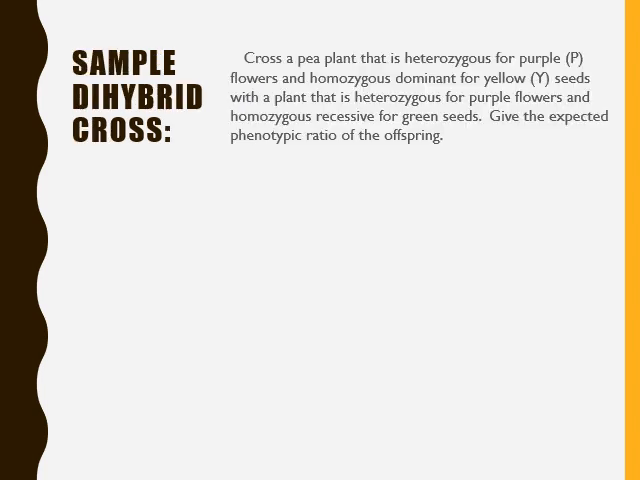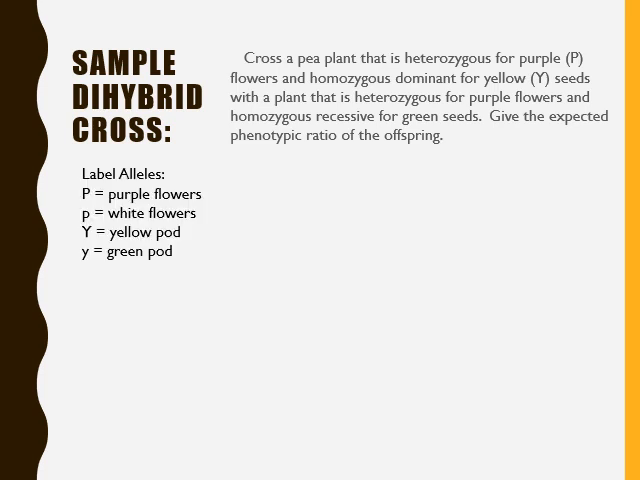So we're going to do an example of this. We're going to cross a pea plant that's heterozygous for purple flowers and homozygous dominant for yellow seeds, with a plant that's heterozygous for purple flowers and homozygous recessive for green seeds. Give the expected phenotypic ratios of the offspring. Just like last time, take it a little bit at a time, one sentence at a time, and start with defining your alleles. The first alleles we've got are big P is purple, little p is white. Big Y is yellow, little y is green.